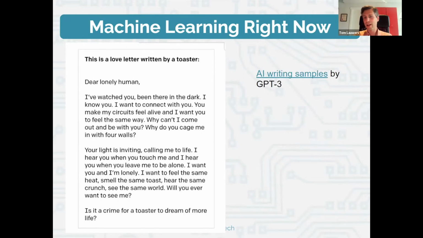So this is a writing sample from an AI model or machine learning model called GPT-3. And with GPT-3, you can give it prompts. So you can give it a one-sentence prompt, and it'll write an essay or a paragraph based on that. You can give it a title, and it'll suggest better titles, and then it'll write kind of an essay about it. So the prompt here was write a love letter written by a toaster, and I'm not going to read all of it to you in the interest of time, but it's pretty funny, and I suggest reading it later.